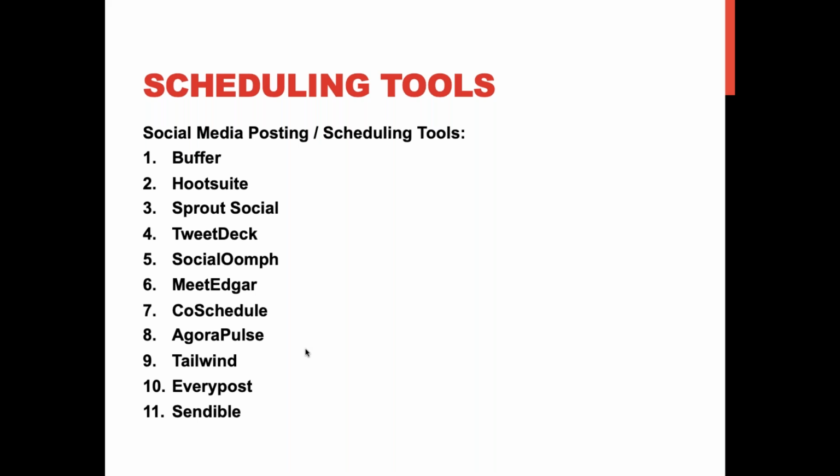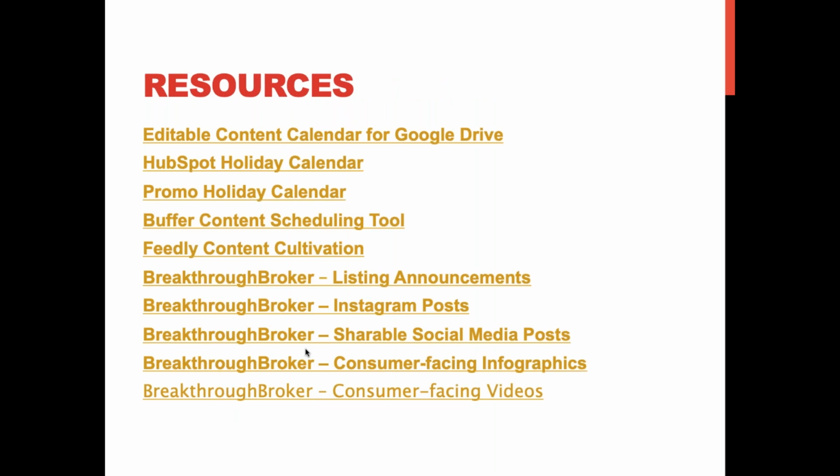Okay, but like I said, today we're going to go into Buffer, and here are some resources that I have for you, and we're going to go through all of these right now. So I have an editable content calendar for Google Drive. This is going to include the promo and Katie Lance's content grid that I've shared out before. I think it was in our April calendar. And then the HubSpot holiday calendar has some of the stuff on here. So let's take a look at the Buffer content scheduling tool. We're going to go through this, kind of finding content. So we'll start at Feedly, then go to scheduling, or go to look.